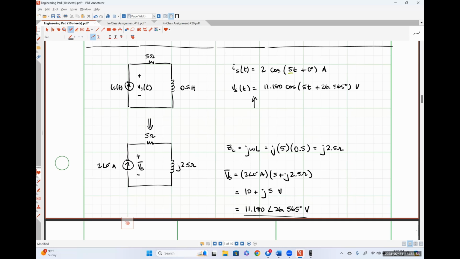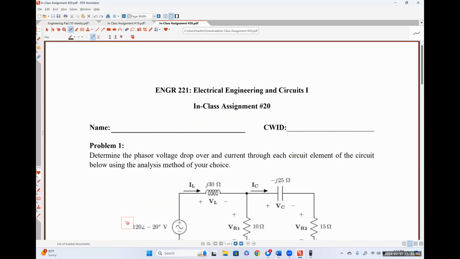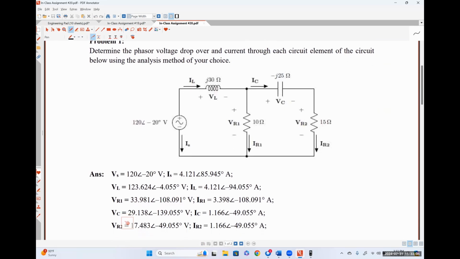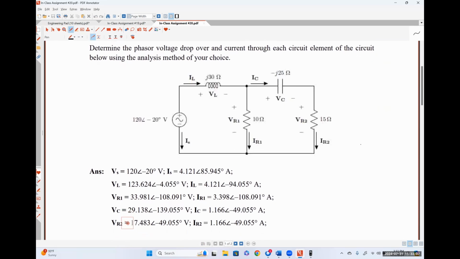So let's look at in-class assignment 20, problem 1, where we are asked to determine the phasor voltage drop over and the current through each of the circuit elements here using whatever analysis method that we choose. I am going to put a small caveat on that, and I am going to say that we should avoid using nodal or mesh analysis.